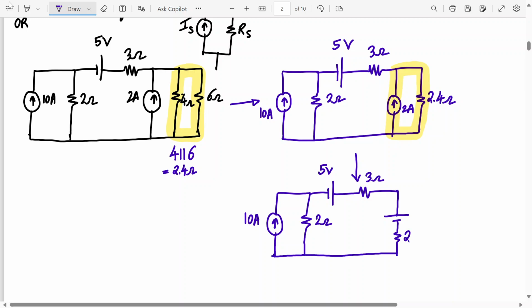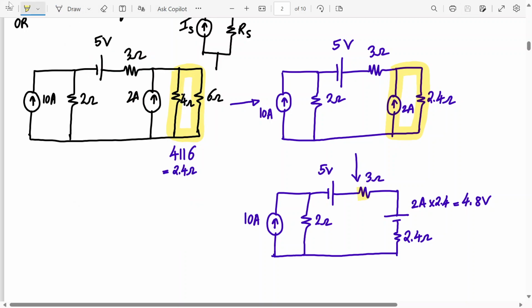Yes or no? This resistance will be same. What about the voltage source value? This voltage source, 4.8, right? Yeah, 2 ampere into 2.4, that is 4.8 volt. Absolutely correct. Now how do we proceed ahead? This is the challenge.